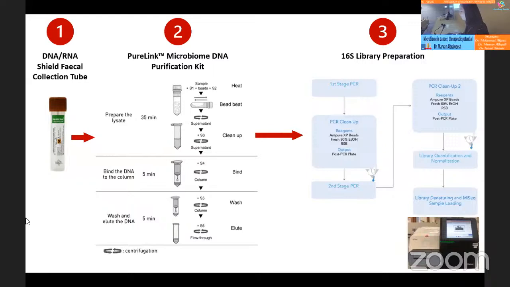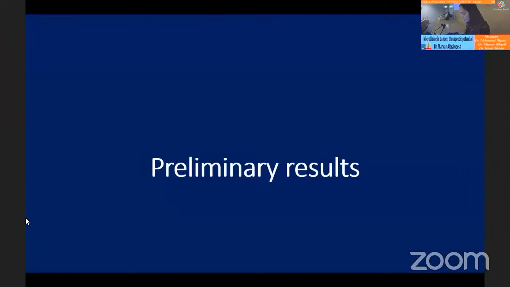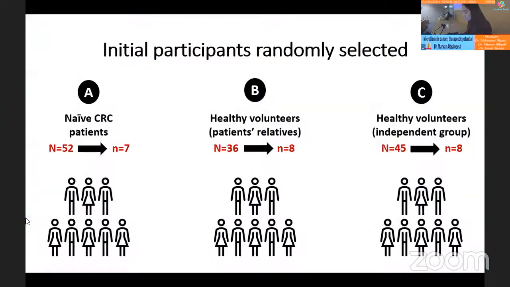And then we prepare the library for the 16S rRNA sequencing to do the targeted metagenomic analysis. All of this work is performed at KMARC. As for preliminary results, in order to do a piloting of the study and to optimize the experimental conditions, we didn't want to risk all the patients and consume all the samples to do the experiments. So we started by randomly selecting a number of stool samples from each group in order to start optimizing the experimental conditions.